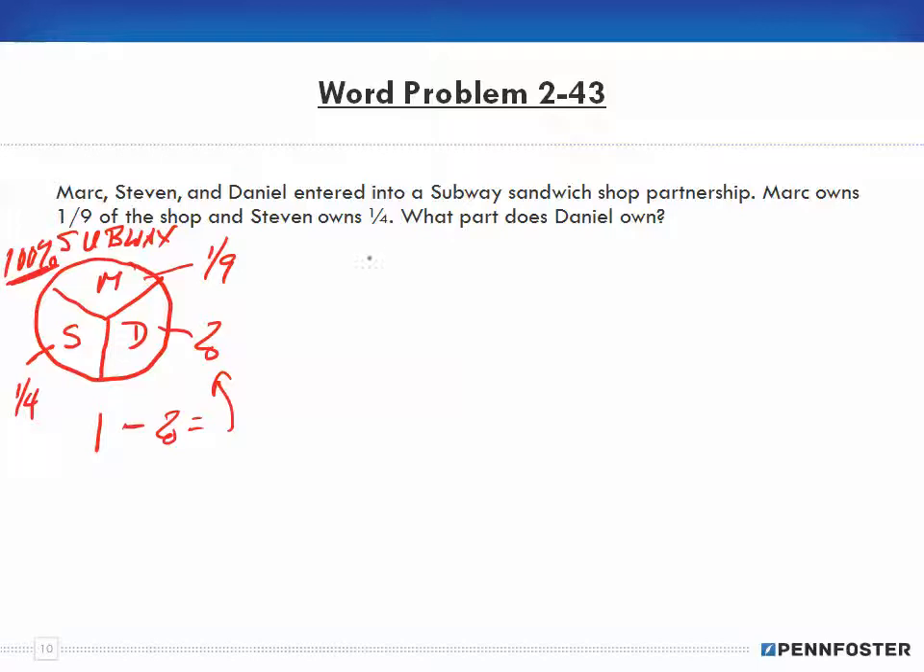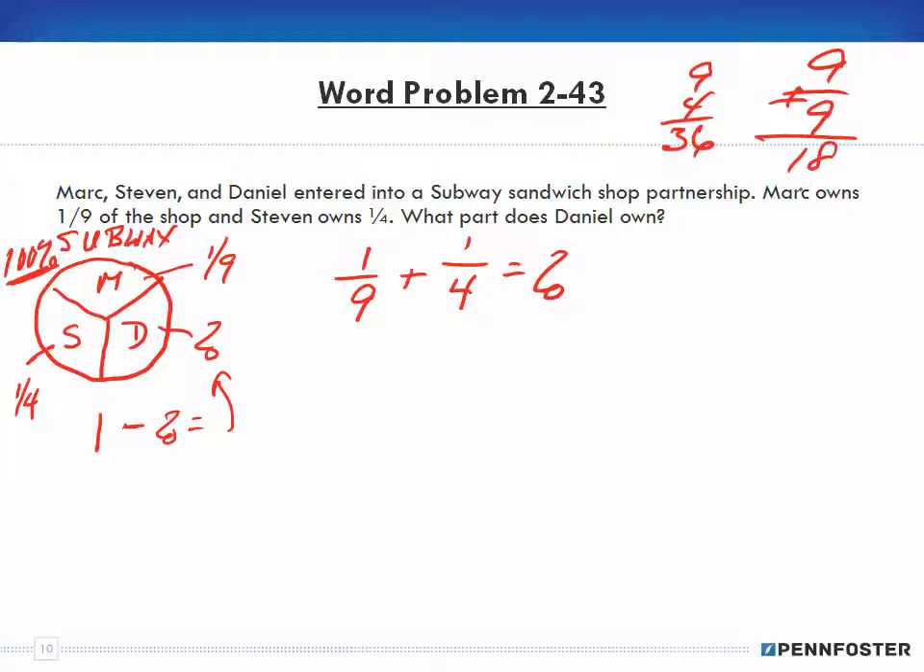So if Mark is 1/9 and Stephen is 1/4, we want to know how much that is in total. Of course we have different denominators, so now we have to find the least common denominator. We know 4 can't go into 9 evenly, so we can do it one of 2 ways. We can go 9 times 4 is 36, or 9 plus 9 is 18, and 4 can't go into 18, so we add 9 again, and that gives us 27. 4 can't go into 27, so we add 9 again, and that ends up being 36. So we know 4 can go into 36, which is the same as what we did in the math.